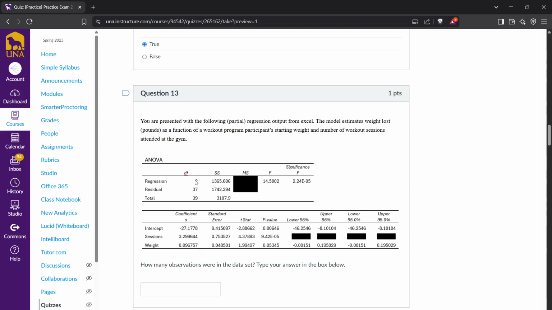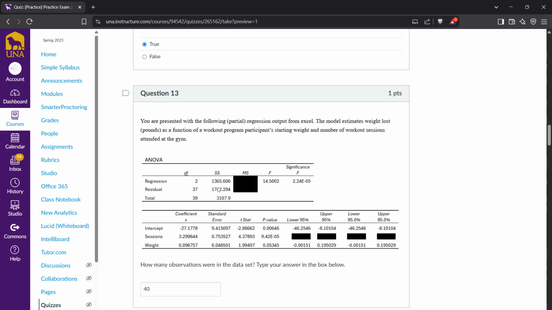We never use this number for much of anything else. But here I've got n minus 1 and n minus k. K here is 1, 2, 3 parameters that we estimated. So I've got 1, 2, 3, n minus 1, n was 40, and then if this is n minus 3, n was 40, all right? So 40, that is the correct answer.